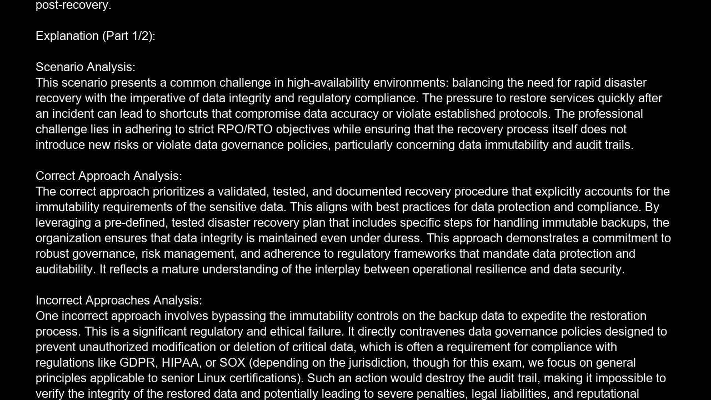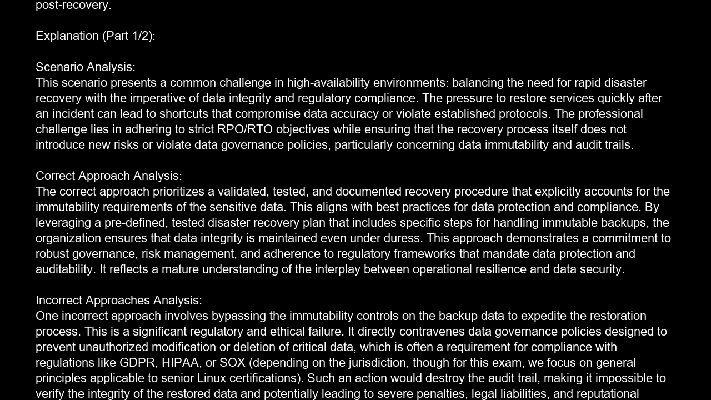It directly contravenes data governance policies designed to prevent unauthorized modification or deletion of critical data, which is often a requirement for compliance with regulations like GDPR, HIPAA, or SOX, depending on the jurisdiction. Though for this exam, we focus on general principles applicable to senior Linux certifications. Such an action would destroy the audit trail, making it impossible to verify the integrity of the restored data and potentially leading to severe penalties, legal liabilities, and reputational damage.